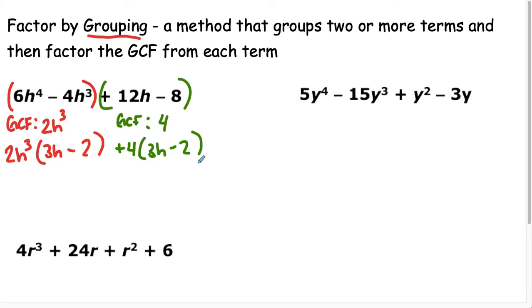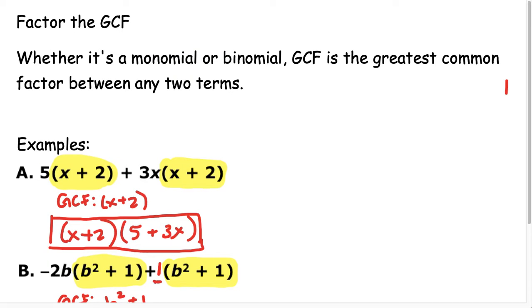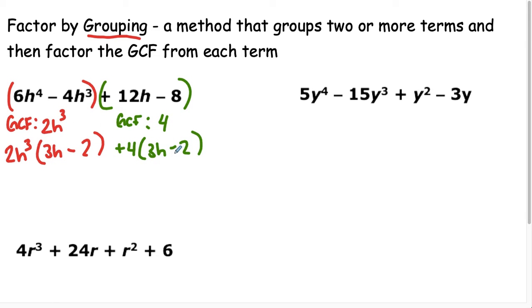Now that it's in this format, we can see what we saw in examples A and B, where we have another set of GCF from both of these terms or groups. So another common factor here is 3h minus 2 from both groups. If I factor out the 3h minus 2, which is common in both terms, what I have left from the first term is the 2h cubed, and what I have left from the second term is a positive 4.